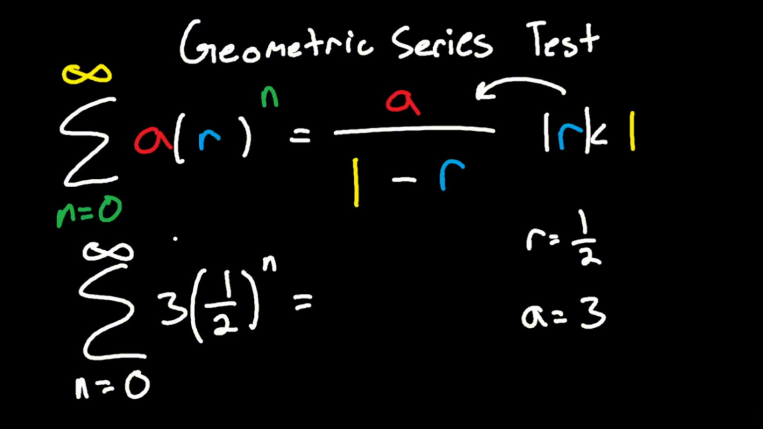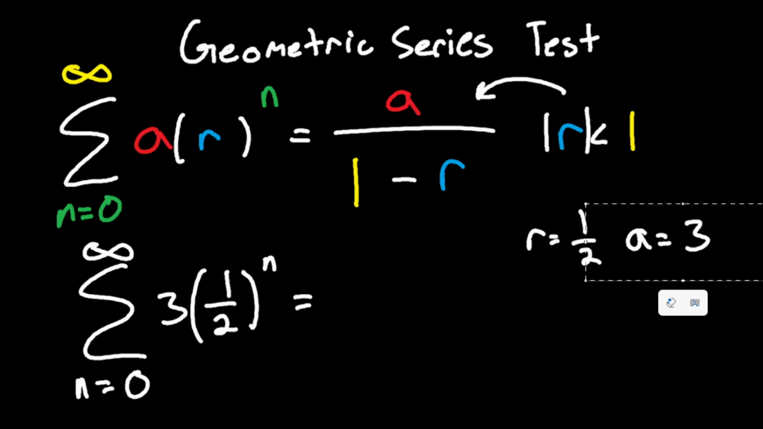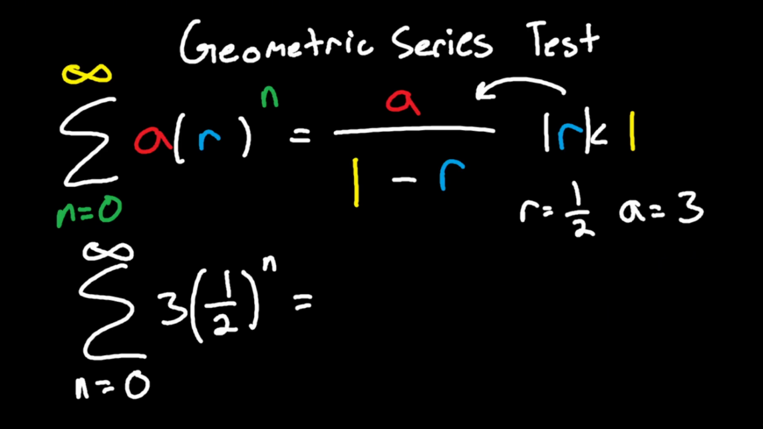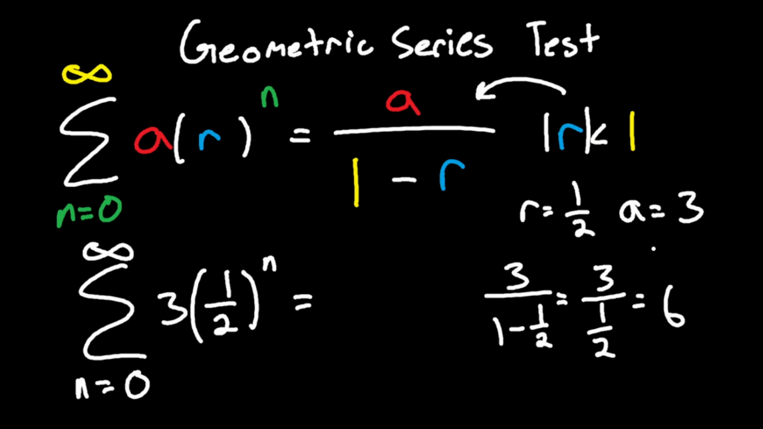So let's go ahead and look at this problem. We have a equal to 3, and we have r equal to 1/2. That's all we need. We could simply use this formula, a over 1 minus r, and you can actually determine what number your series converges at. So 3 is on the numerator, 3 over 1 minus r, which is 1/2. So we have 3 over 1/2 in this case, and 3 over 1/2 is simply equal to 6. So this series actually converges at 6.